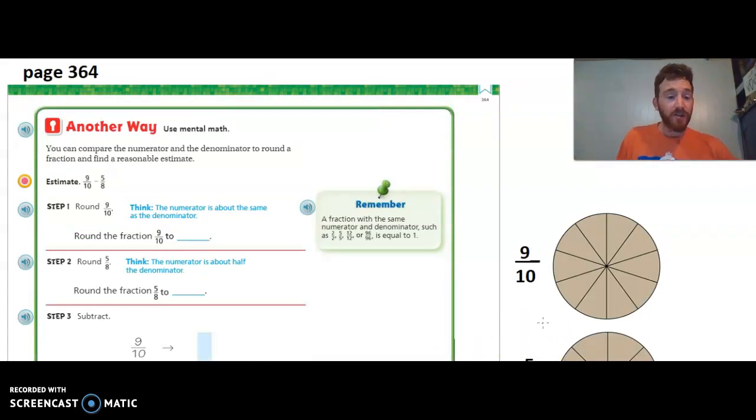Another way we can do it is just to use mental math, okay? We're not always going to use the number line, but the number line helps us see what we're closer to. We have one here where we're going to use 9/10 minus 5/8. Now with this, we're adding and subtracting together, so just make sure you pay attention to which operation we're supposed to be doing, because that, of course, is going to help us find it.